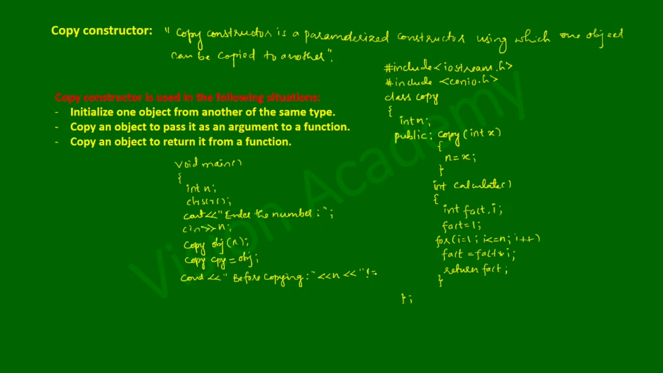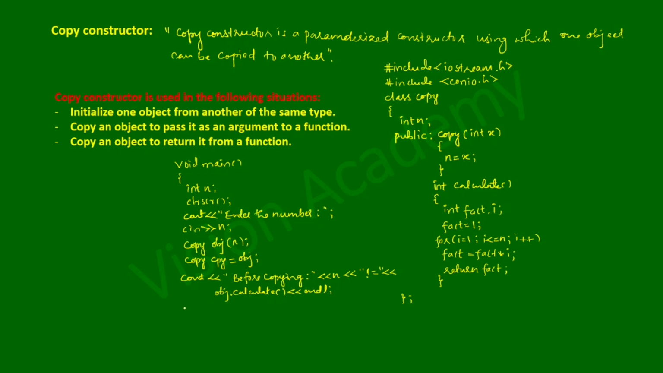N factorial is equal to, then I have to write stream insertion operator, and here I'm going to write obj dot calculate, open and close parenthesis, stream insertion operator and l, and put semicolon.